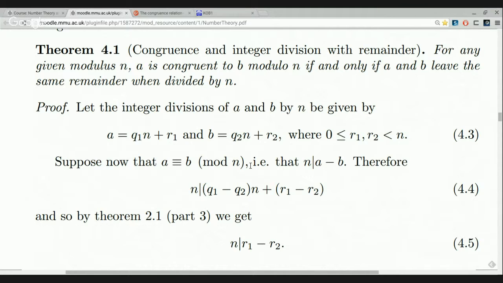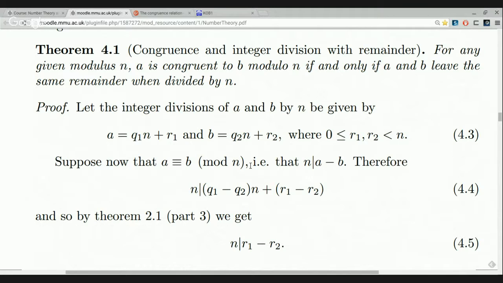But by one of these basic facts about divisibility, it must be that n divides this difference of remainders, because n divides this term. This term is clearly a multiple of n, Q1 minus Q2 times n. So if n divides that part, and we know n divides the whole sum, then n must divide this second term here, because you can write this second term as a linear combination of things that are divisible by n. So you get this conclusion that n must divide the difference of remainders. That doesn't say the remainders are the same yet.